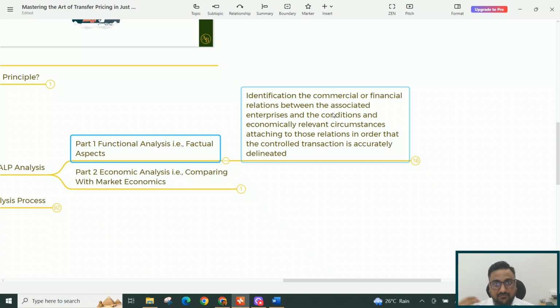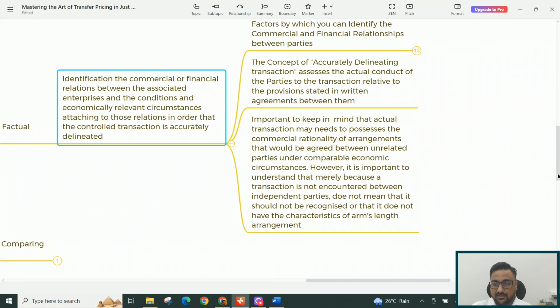So there are some factors through which you need to understand the commercial and financial relations between the associated enterprises, and the conditions, obviously, and the economically relevant circumstances attaching to those relations. In case there is some economics related to that transaction, you need to understand that part also, and whatever you capture as part of that understanding should be accurately delineated. What accurately delineated means, we'll study in the coming part. Now I'll share the certain parts of this entire functional analysis process.